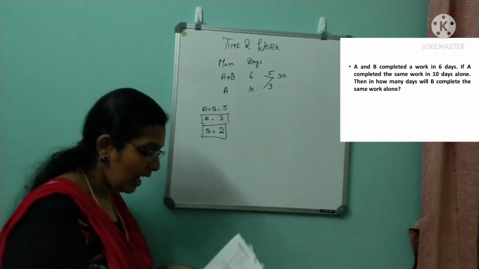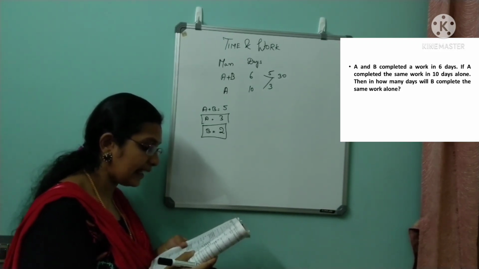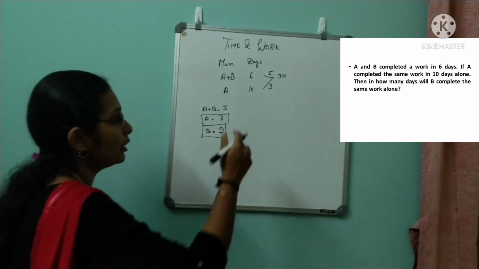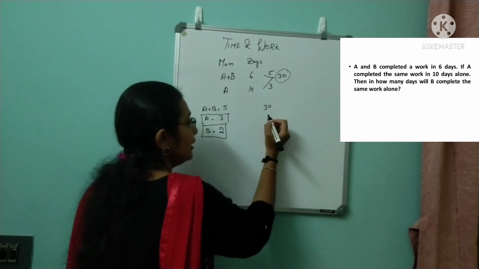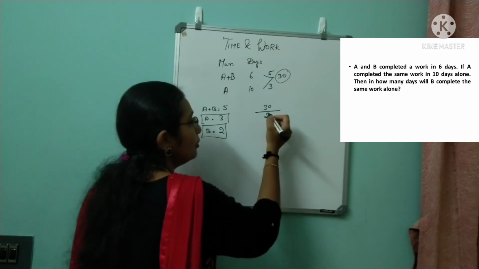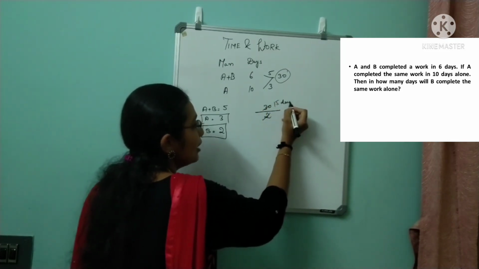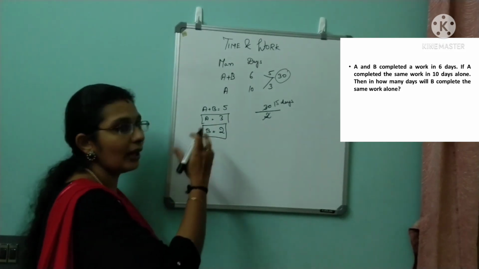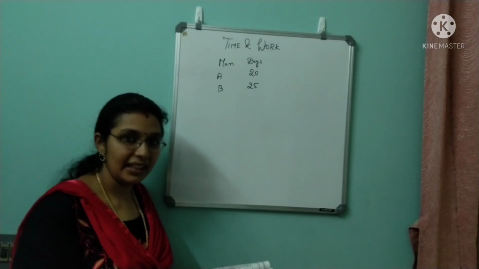So A's efficiency is 3 and B's efficiency is 2. Our question is, then in how many days will B complete the same work alone. So the total units of work is 30 and B's efficiency is 2. So when you divide, you will get the number of days, right? 15 days. So it takes 15 days for B to complete 30 units of work. Clear? Let's see the next variety of question.